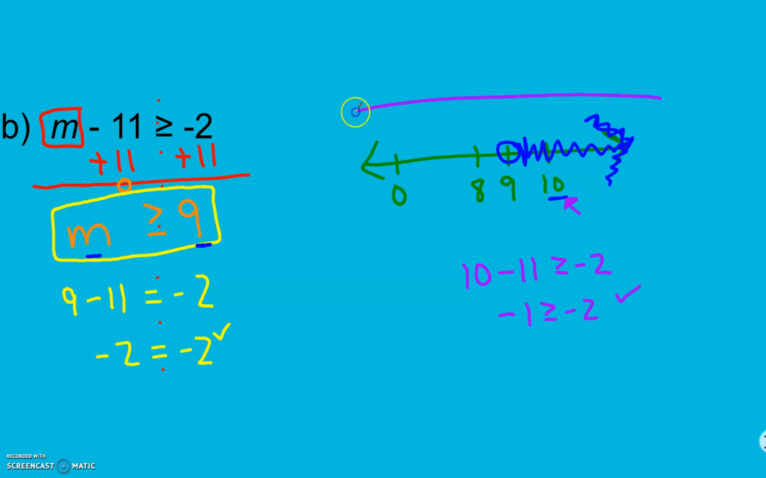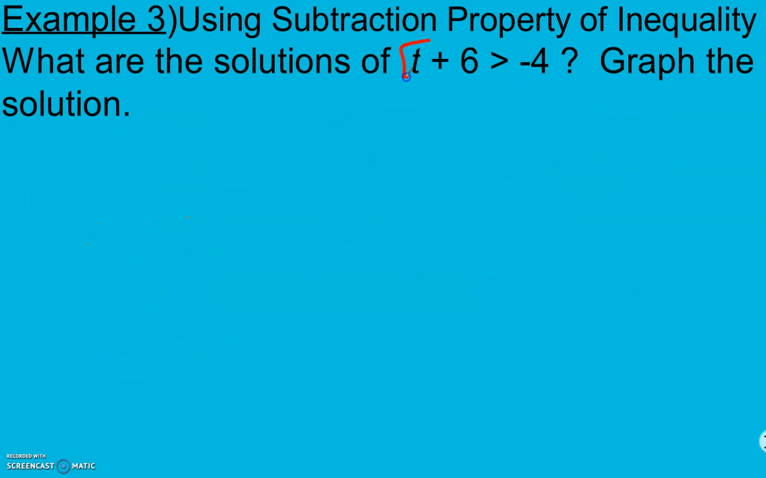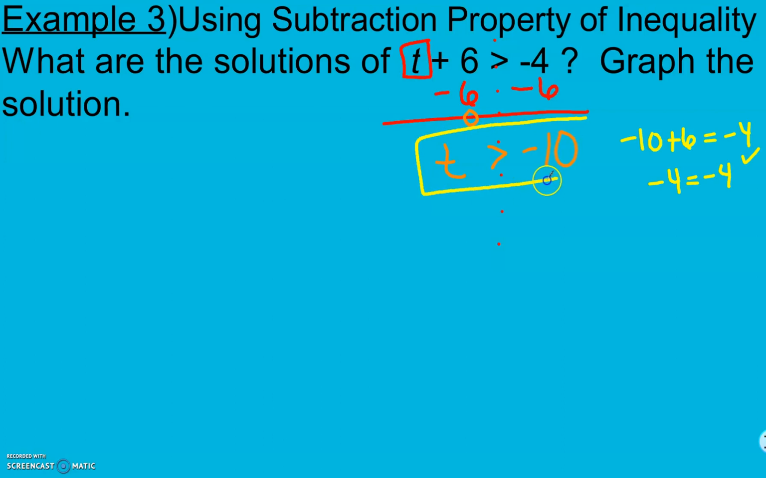I got a true statement, so our graph is correct. In 3, t is being added by 6. I get rid of addition by subtracting. Whatever I do to one side, I still do to both, just like with equations. 6 minus 6 is 0, so I just have t. Bring down our inequality. Negative 4 minus 6 is negative 10. I checked that boundary point by setting both sides equal, and it is correct.